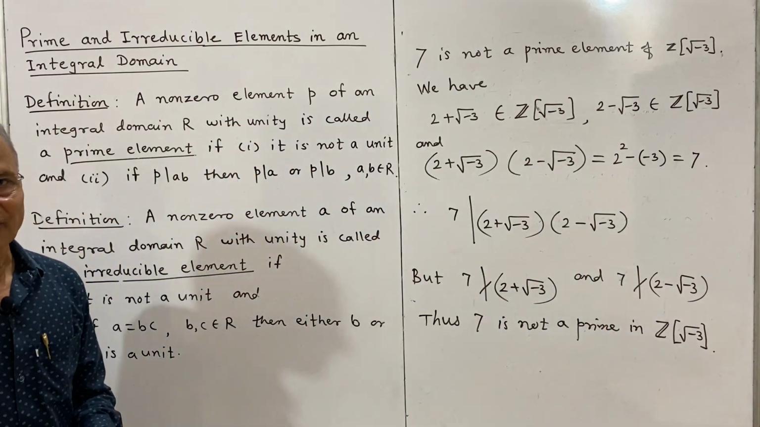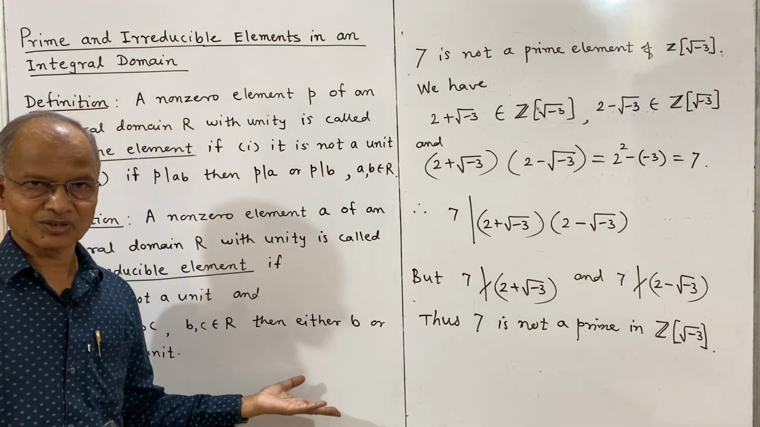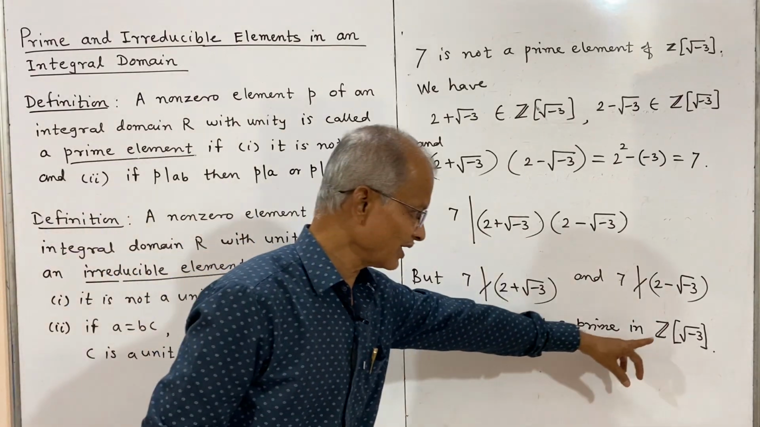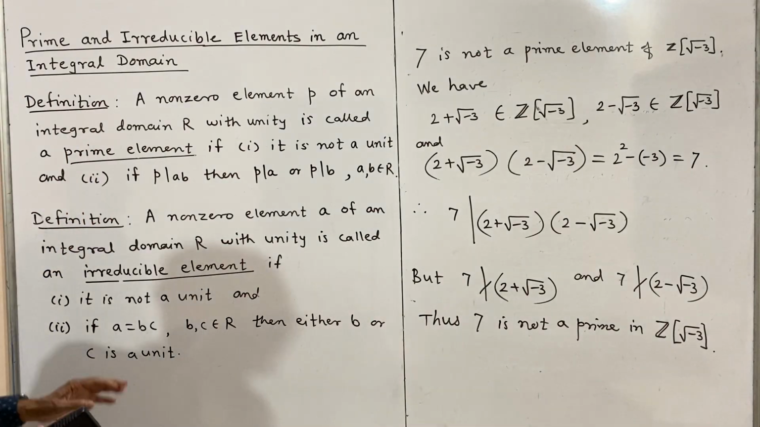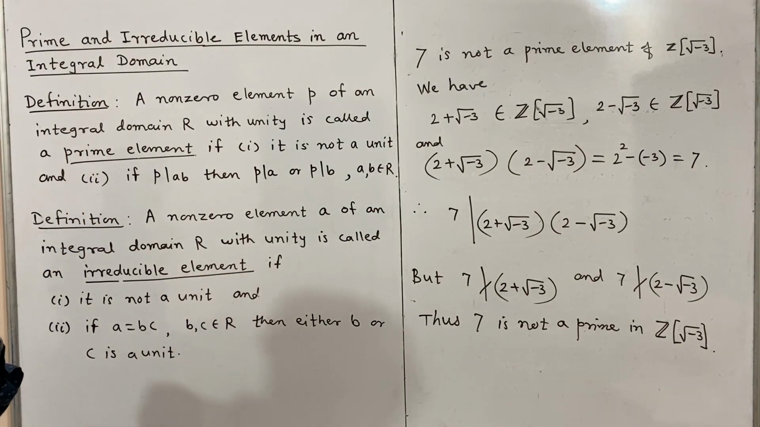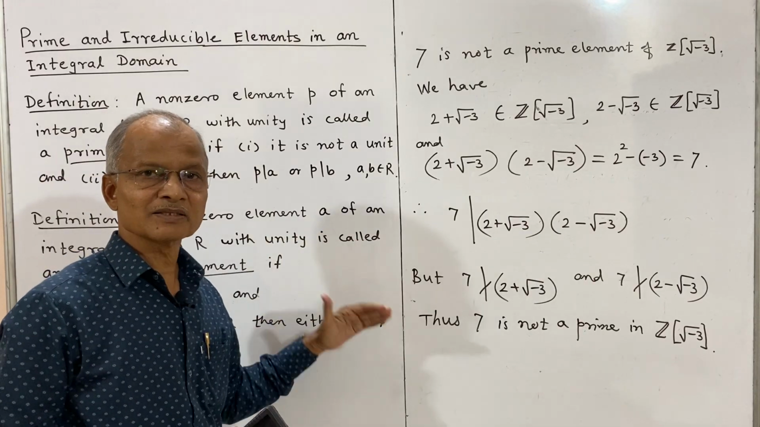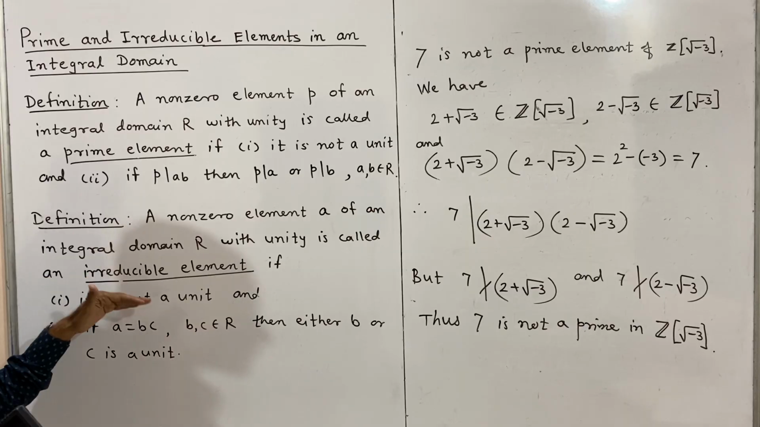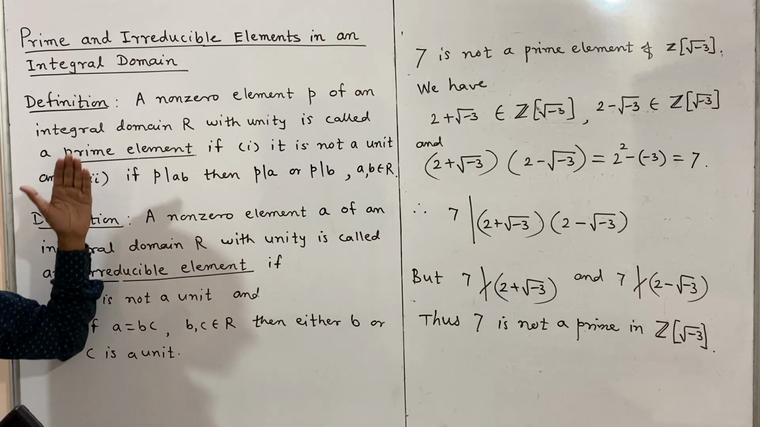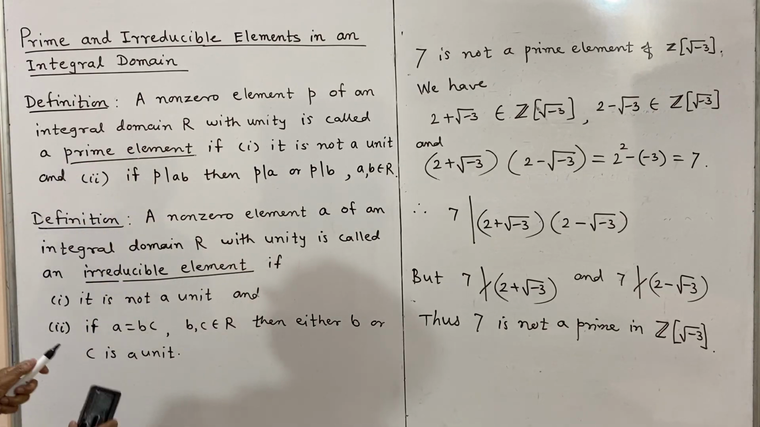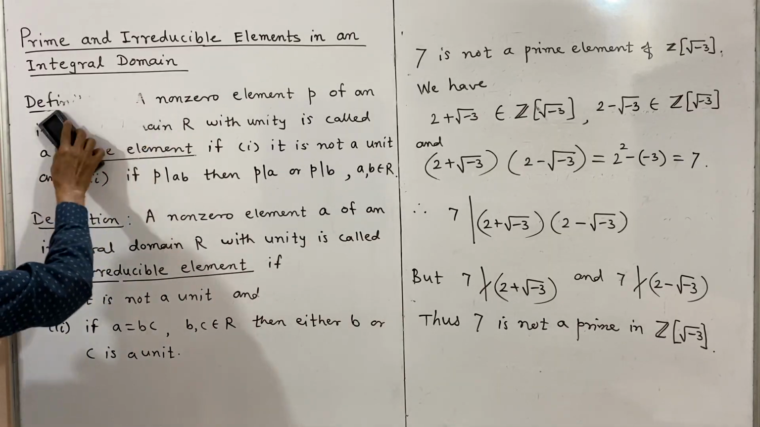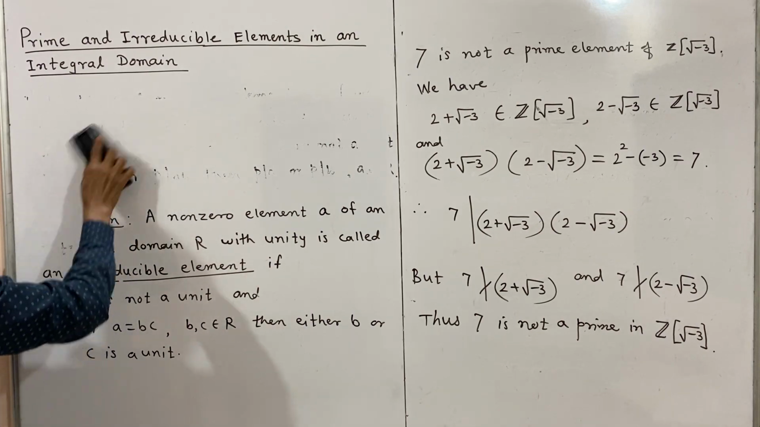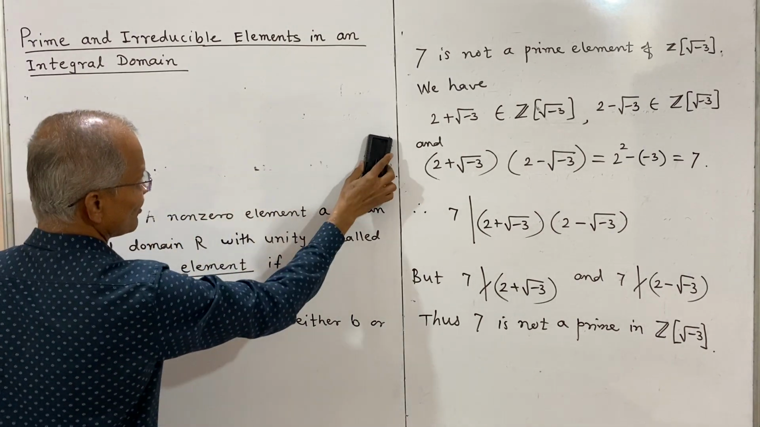It is prime in the integral domain of integers, but it is not prime in this integral domain Z of under root -3. And that means the result that we have proved is: prime implies irreducible. Every prime element is irreducible, but every irreducible element is not a prime element. So this is the relation between prime and irreducible elements. One more thing we shall define is irreducibility in polynomials.